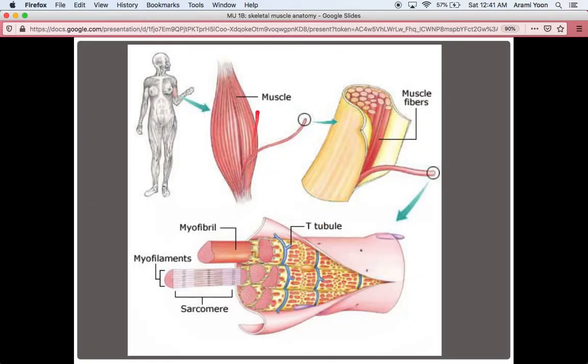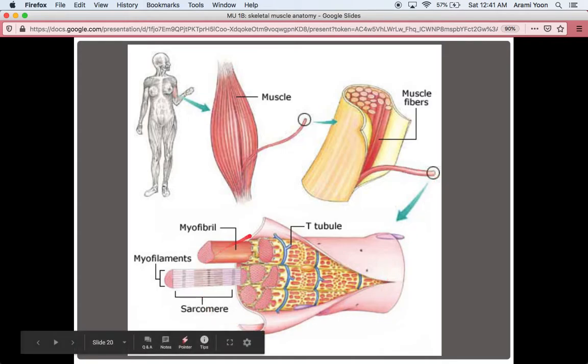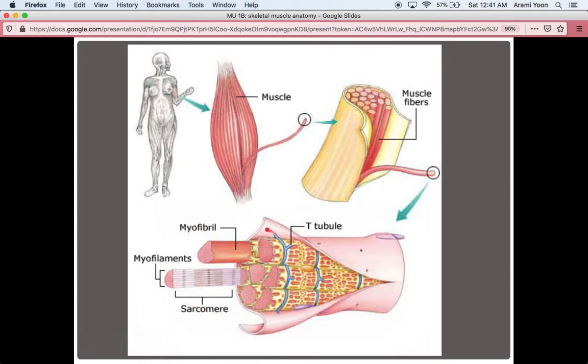Here's the muscle. Here is one fascicle in the muscle. Peel away one muscle fiber from this fascicle, and you'll see that this is what it looks like. This is one muscle fiber. This is the sarcolemma. It's the plasma membrane of the muscle fiber.